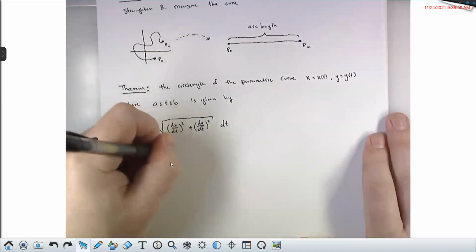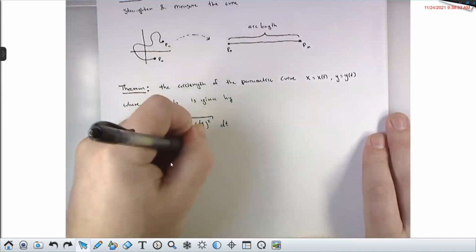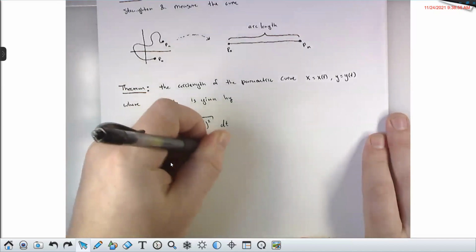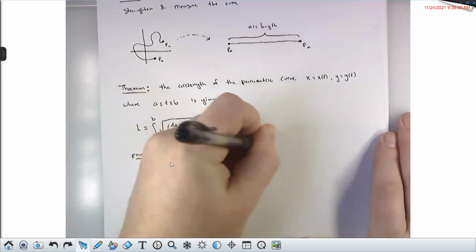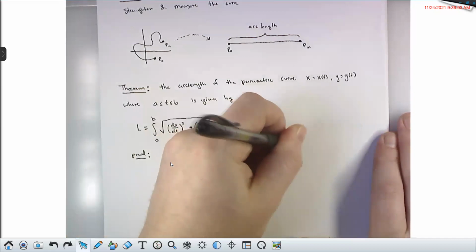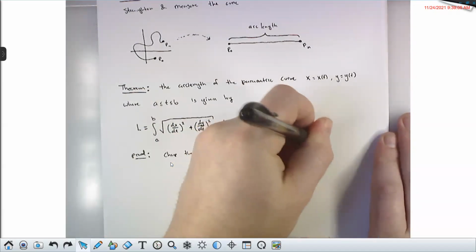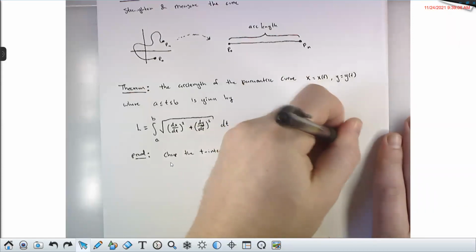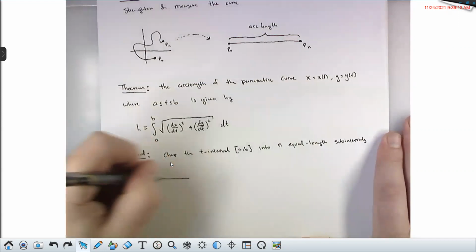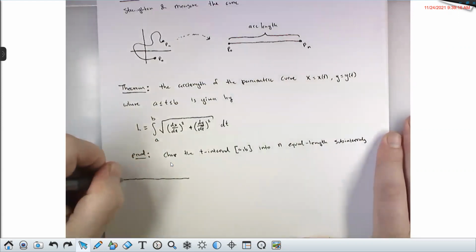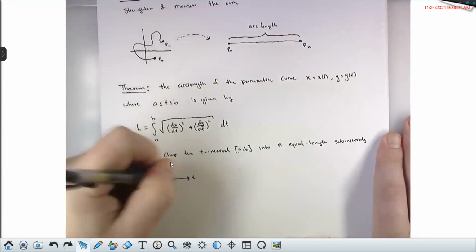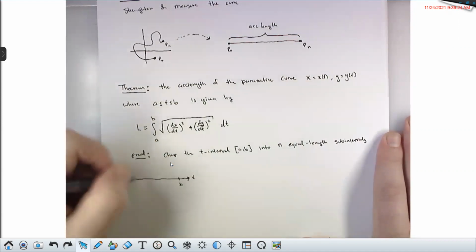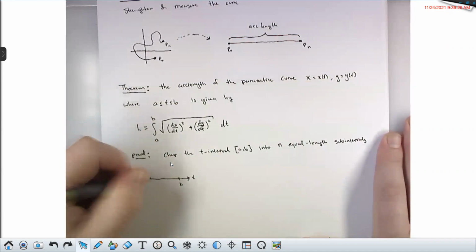What we do is we chop the time interval AB into n equal length subintervals. So kind of here's your time interval, A to B, and I've chopped this up into a bunch of little pieces.